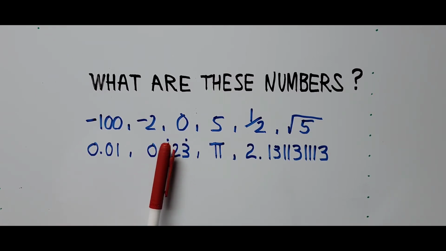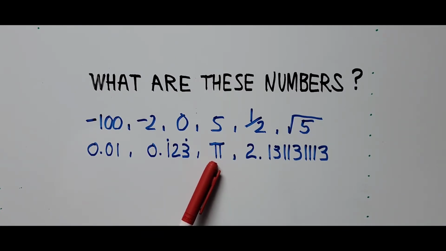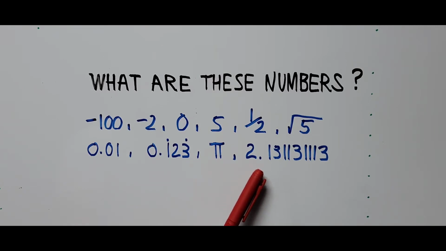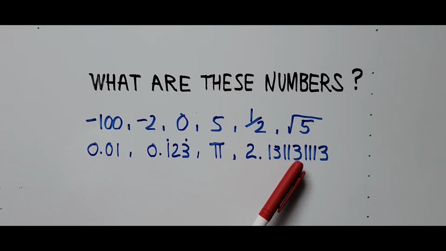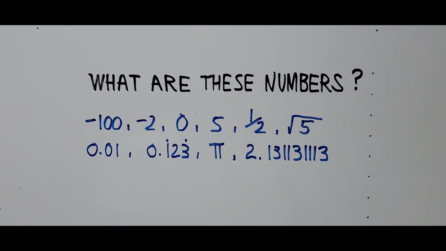What does it mean by those? Point right on top of those numbers. And you see the pi symbol. And this one right here, 2.131131113, and all that. So in mathematics, these numbers are classified under number systems. So that is our topic today, number system.